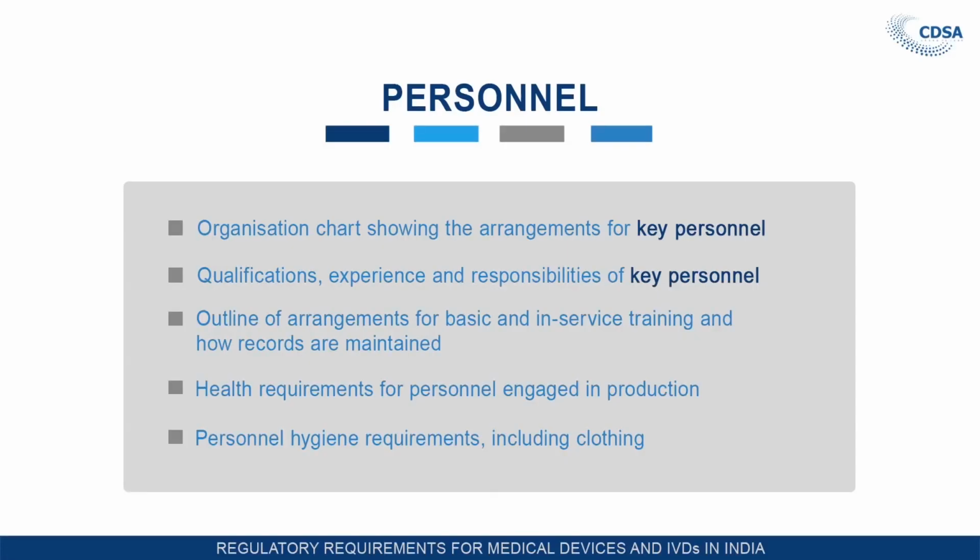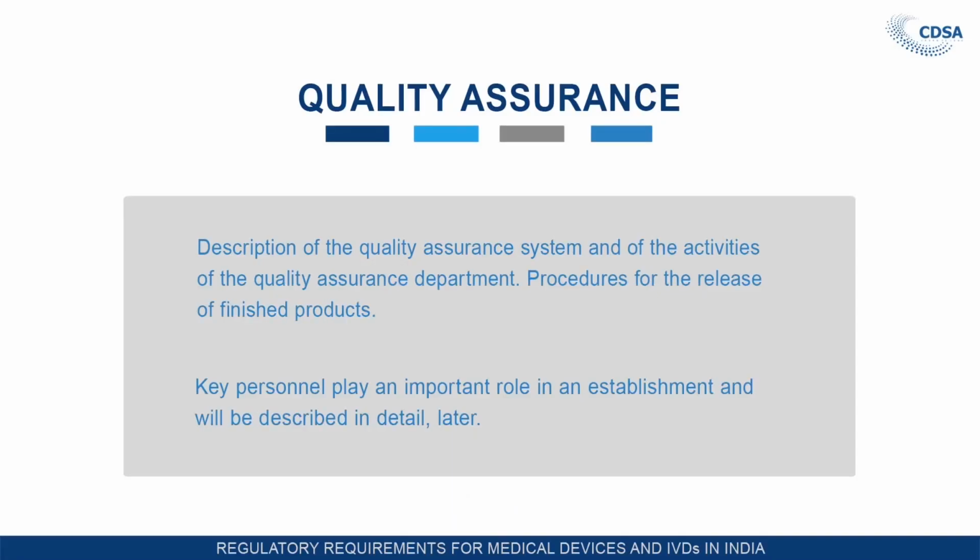They have to undergo personal hygiene requirements and have proper clothing, that is, a uniform which is non-contaminating, and they should be medically examined as per the periods mentioned in the law. Quality assurance: description of the quality assurance system and of the activities of the quality assurance department, procedures for the release of finished product. Key personnel play an important role in the establishment and have been described later.